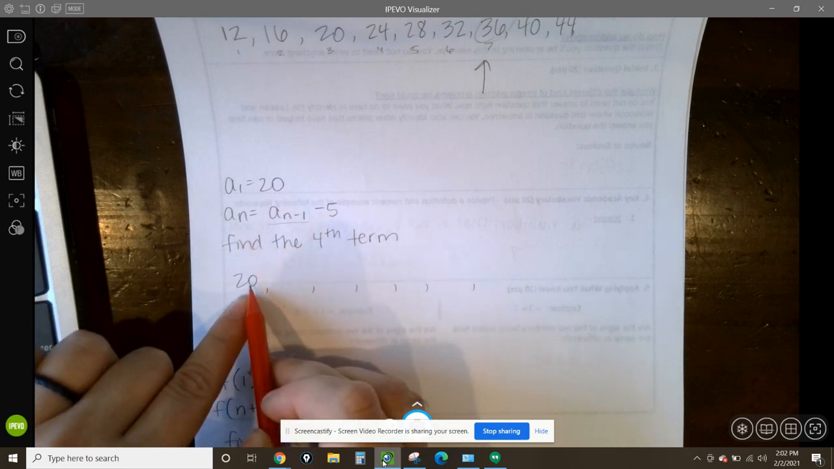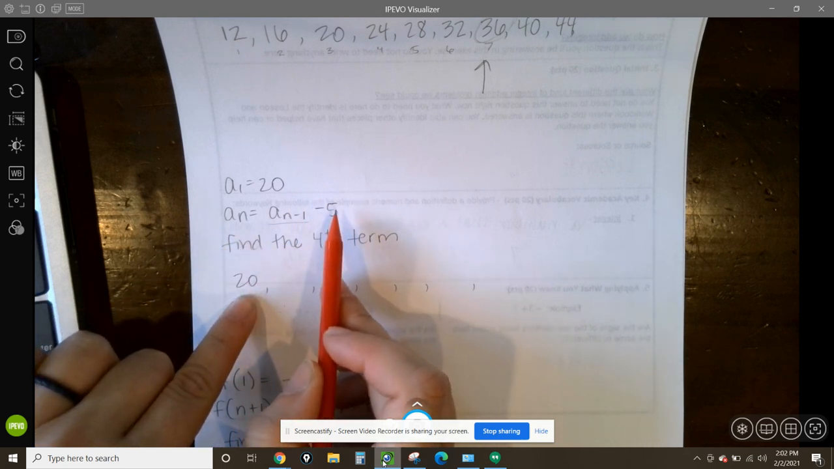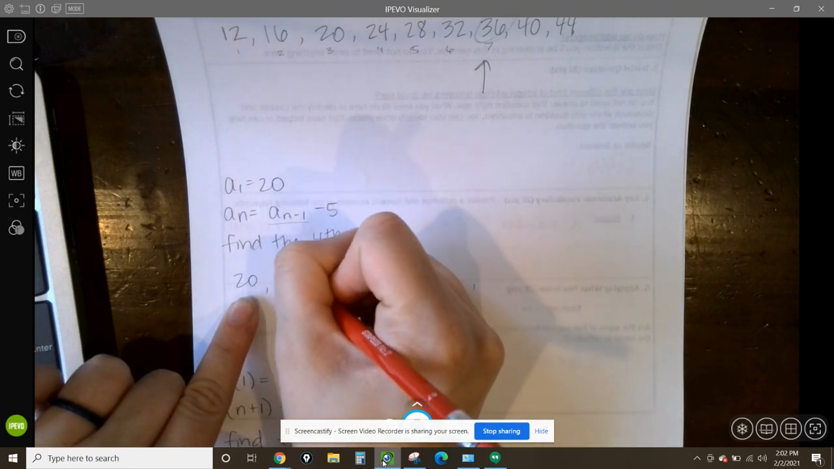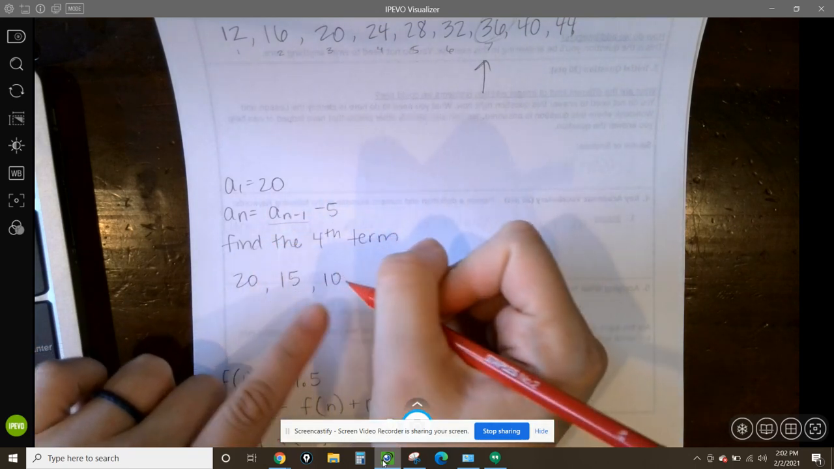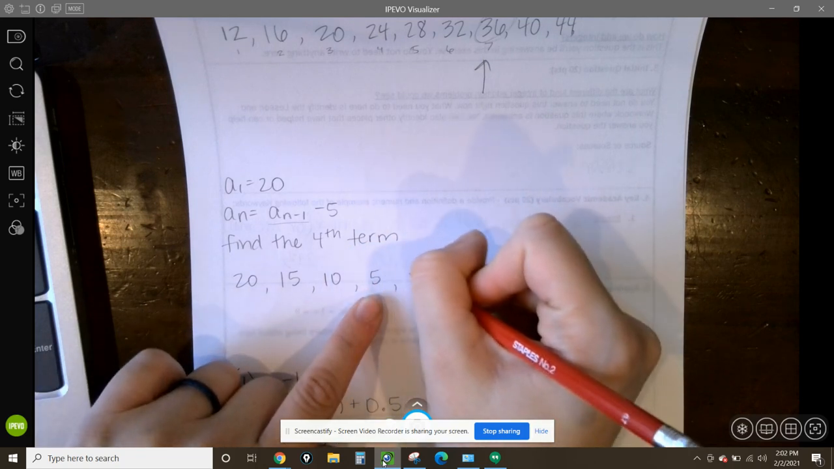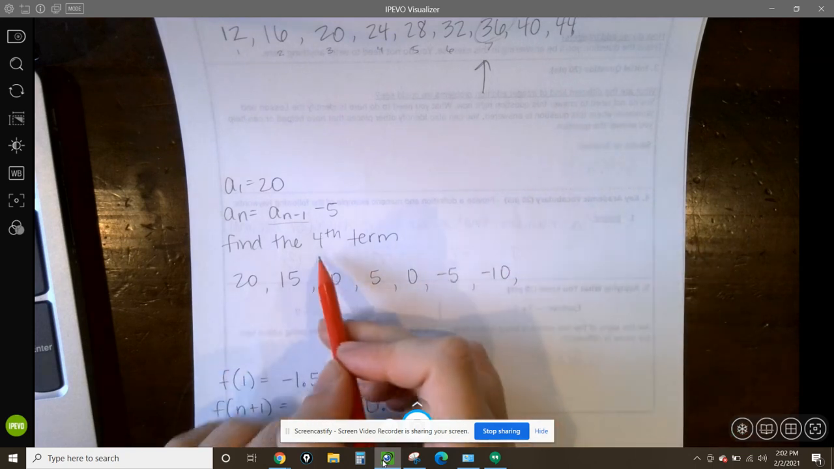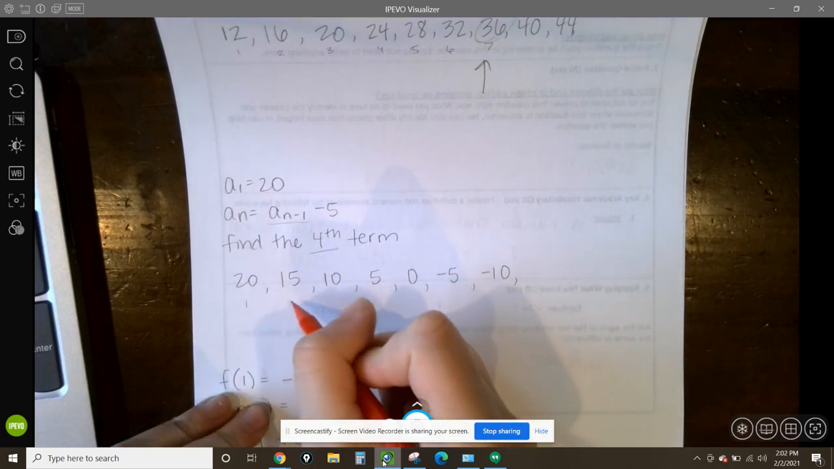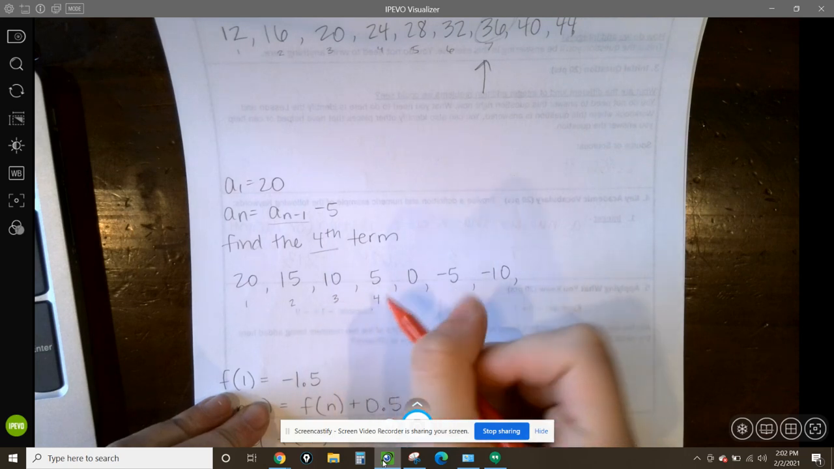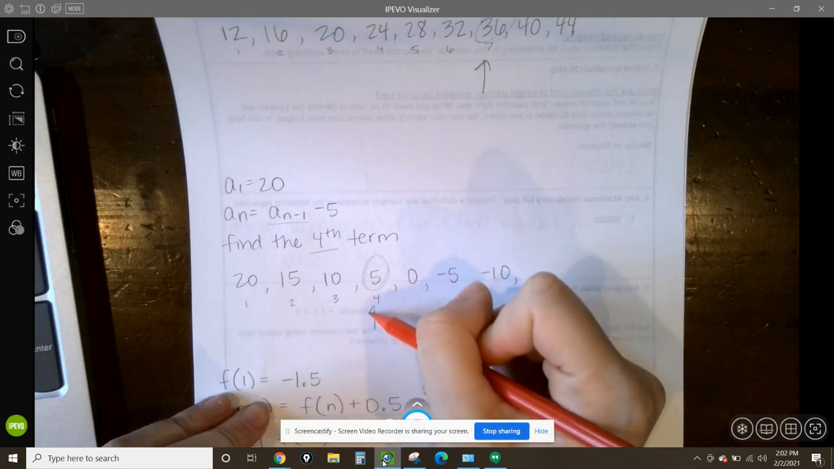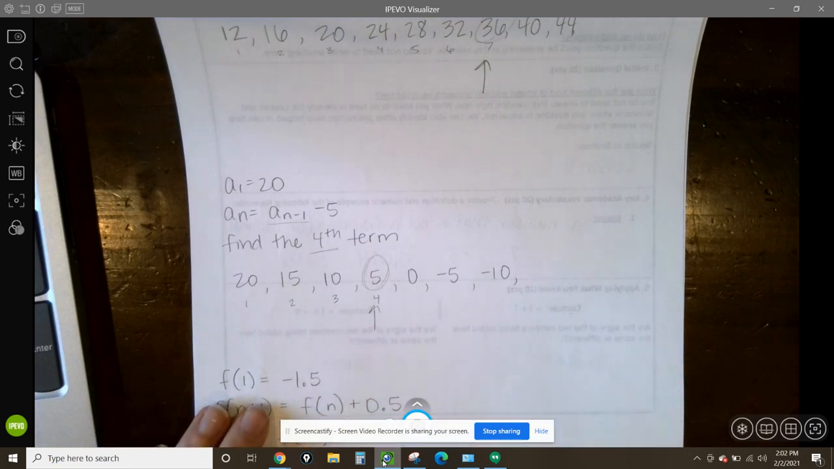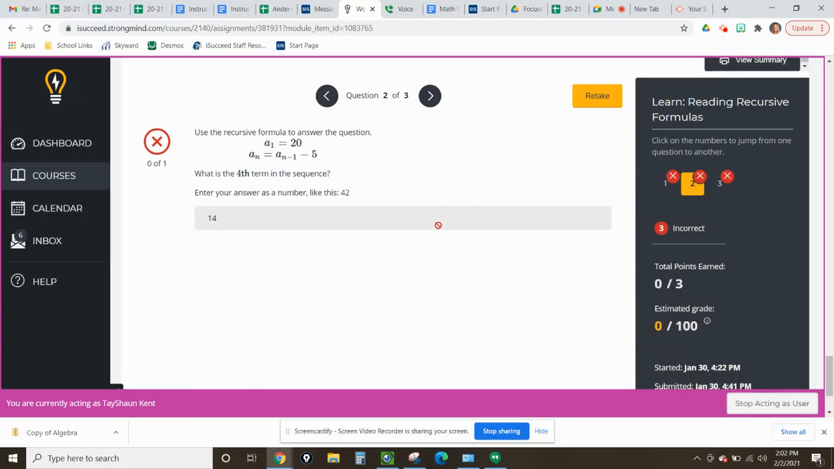We know the first one's 20, and my rule here is subtract 5. So 20 minus 5 is 15. 15 minus 5 is 10. 10 minus 5 is 5. 5 minus 5 is 0. 0 minus 5 would be negative 5. I could keep going if I needed to, but this time I just needed to find the 4th term. First term, second term, third term, 4th term. So my answer would be 5. You would go back to your workbook, hit retake, and enter the answer of 5. There's one more on this workbook.